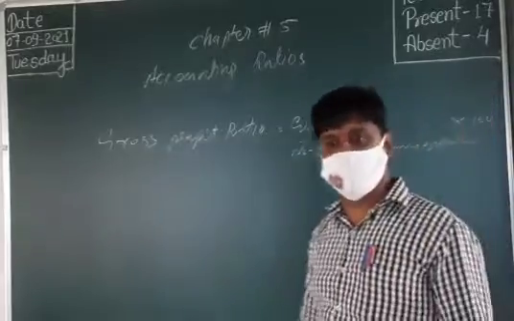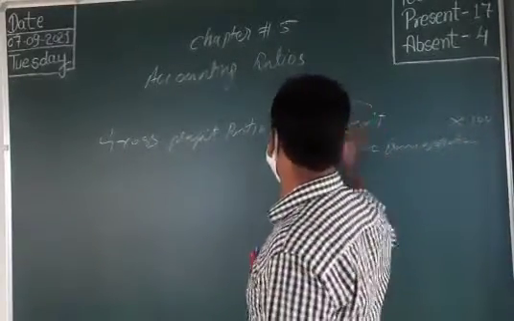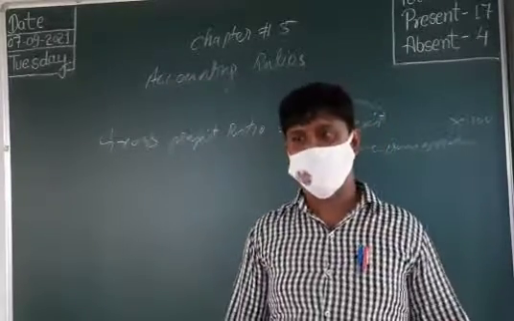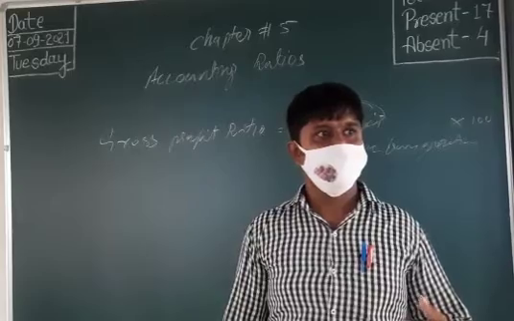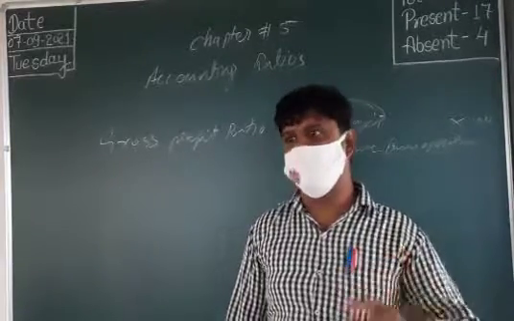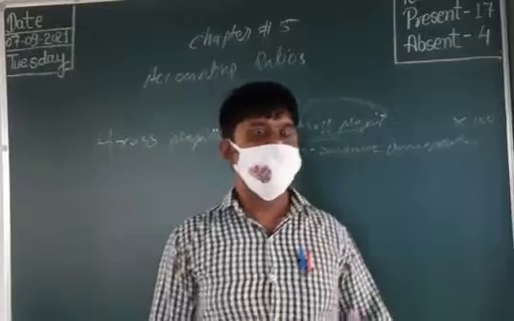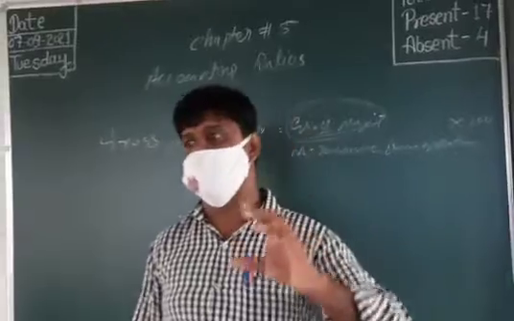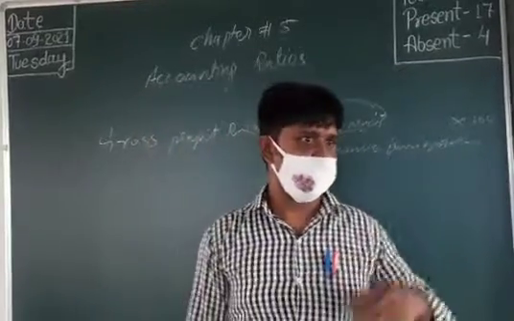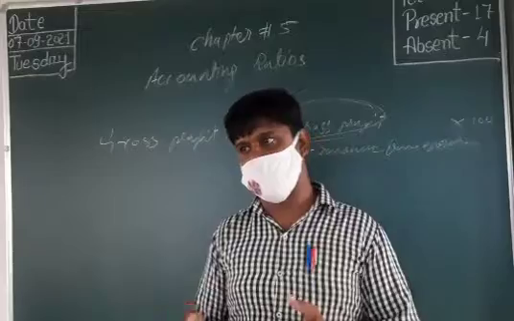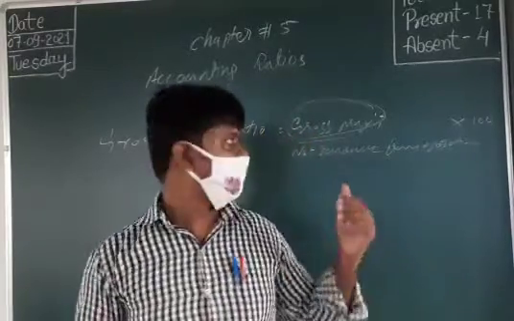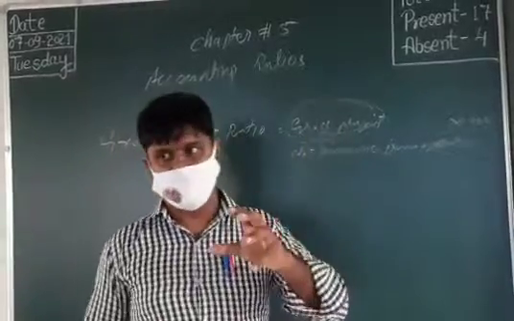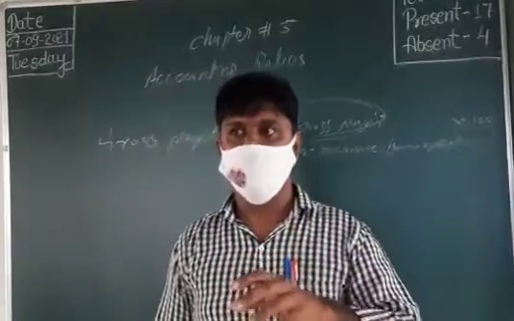So here you need to understand what is gross profit. You already know what gross profit is. In a simple way, in the trading and profit and loss account, the amount that comes as the result of the trading account, that we call the gross profit. So here we compare that gross profit with the revenue.